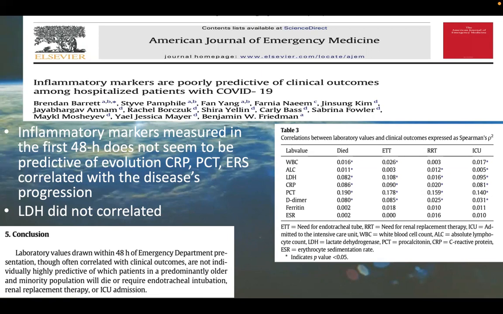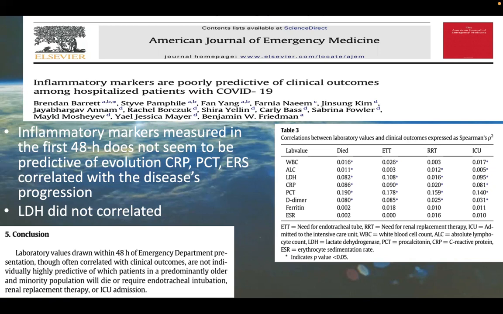They saw that the laboratory values drawn within 48 hours of emergency department presentation, though often correlated with clinical outcomes, were not a specific indicator, or let's say highly predictive, of which patients could have more bad clinical outcomes and would require intubation, ICU, renal replacement therapy, and so on.